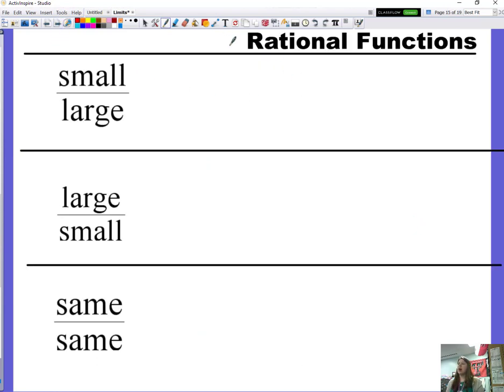So when we talked about rational functions, we had 3 different categories when we were talking about the horizontal or the slant asymptotes. Small over large was y equals 0. Large over small was a slant. And same over same was the fraction.